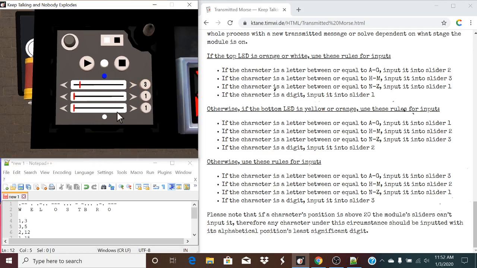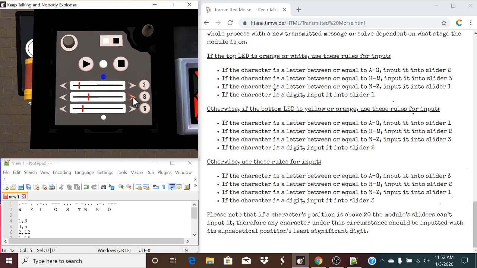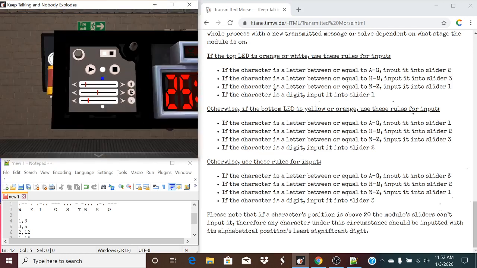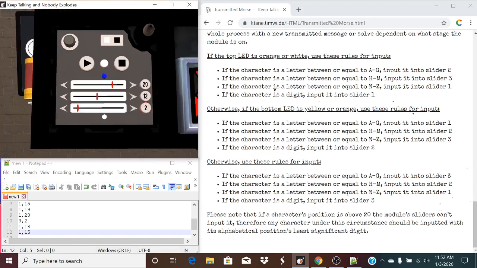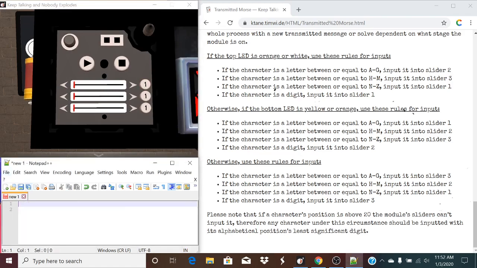Slider 3 is going to be a 5. Slider 2 is going to be a 12. Slider 1 is going to be a 15. Slider 1 is going to be a 19. Slider 1 is going to be a 20. Slider 3 is going to be a 2. Slider 1 is going to be 18, and slider 1 is going to be 15. And that's the solved stage.